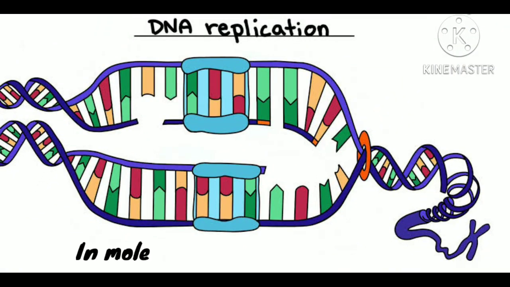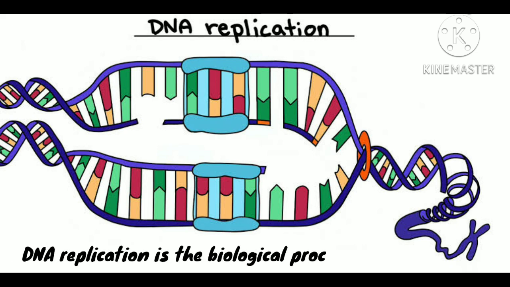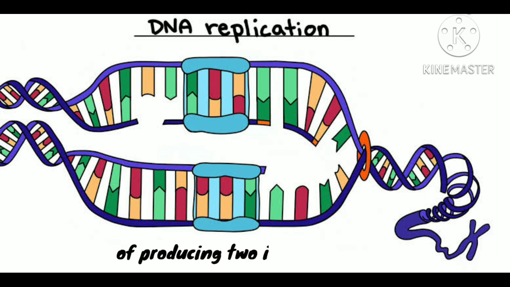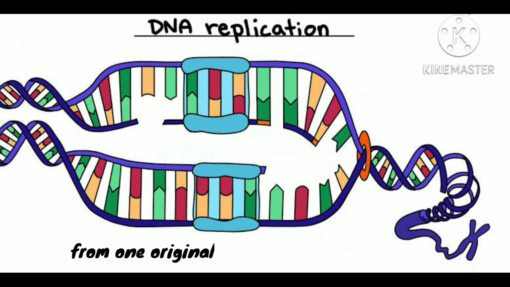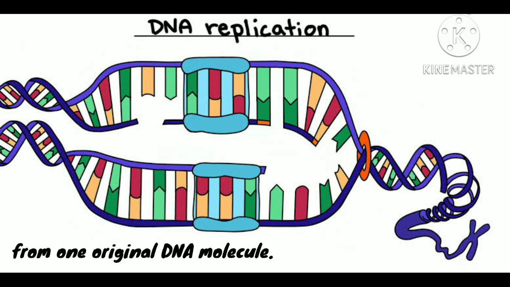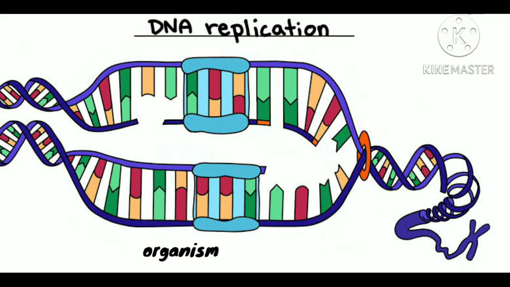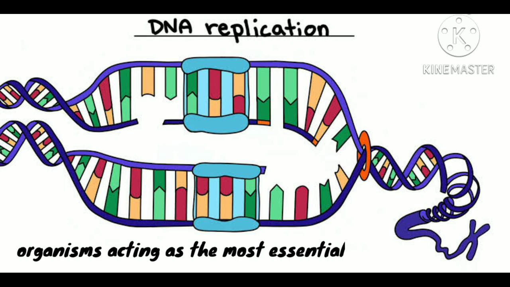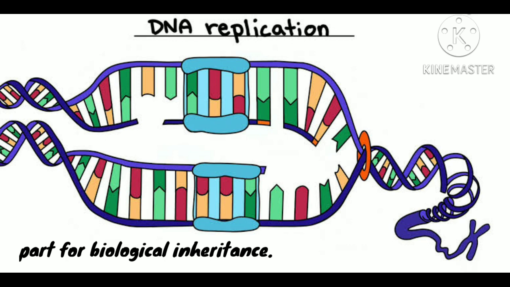So in this episode, we are going to discuss DNA replication. In molecular biology, DNA replication is the biological process of producing two identical replicas of DNA from one original DNA molecule. DNA replication occurs in all living organisms, acting as the most essential part for biological inheritance.